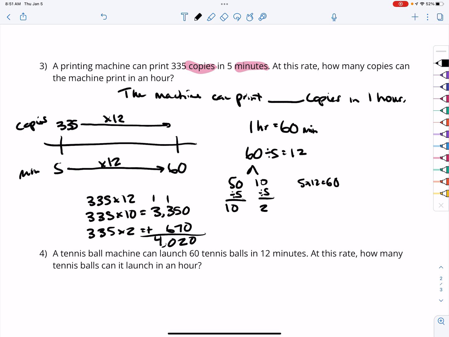And the answer is 4,020. So that machine can print 4,020 copies in 1 hour. Cool.